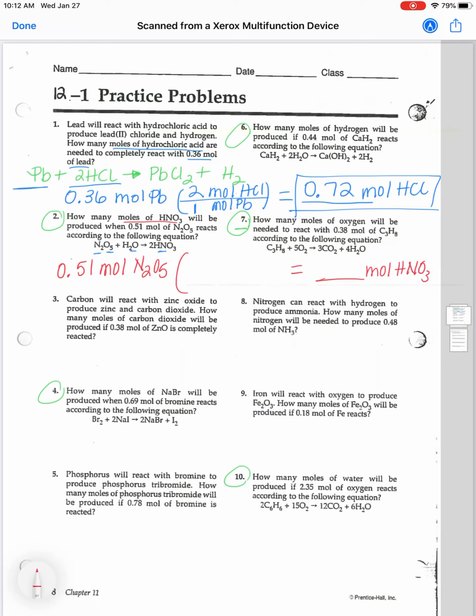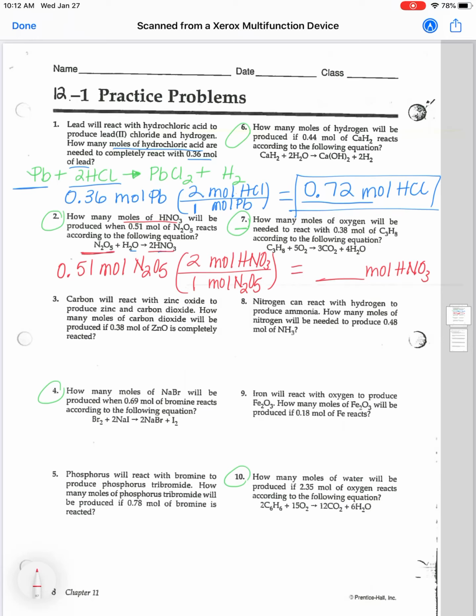All right, so we're going to set up our conversion factor here. I'm going to put moles of N2O5 in the bottom. I'm going to put moles of HNO3 on top. Then I go to my balanced equation. There's no number written in front of the N2O5, so I assume it's a 1. I look at my HNO3, it's got a coefficient of 2, so I'm going to put 2 on the top.